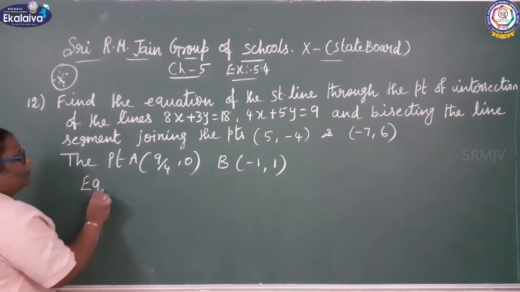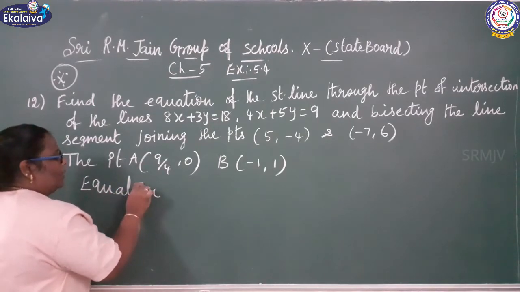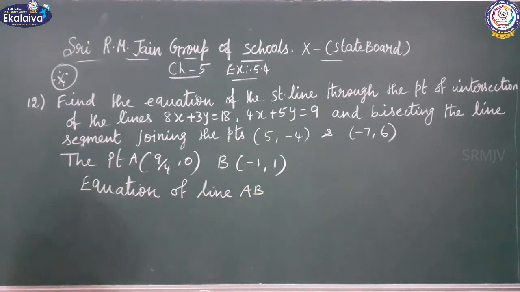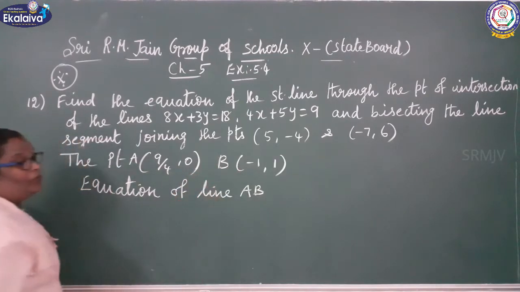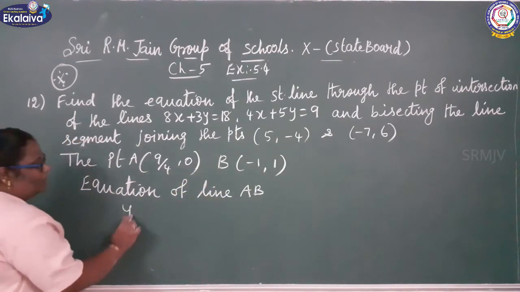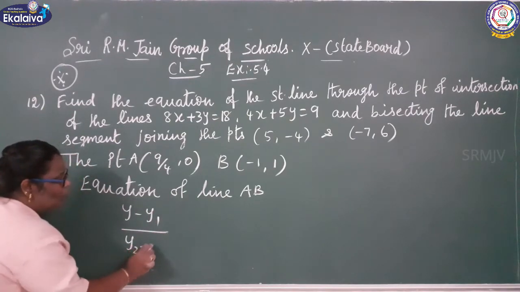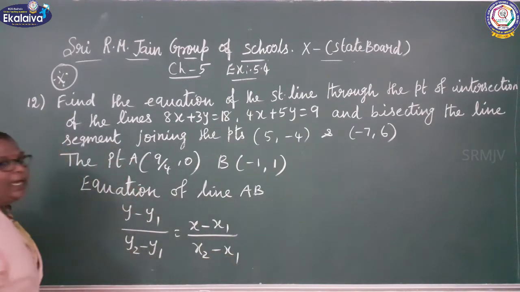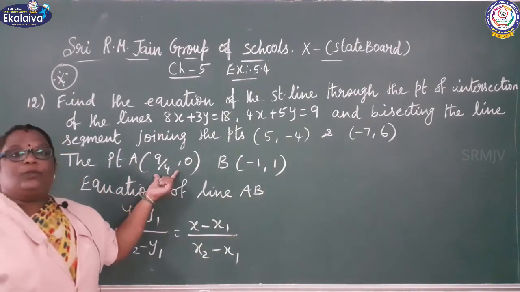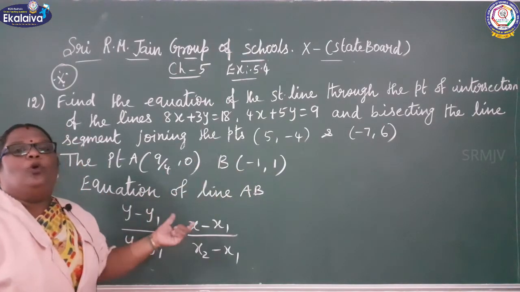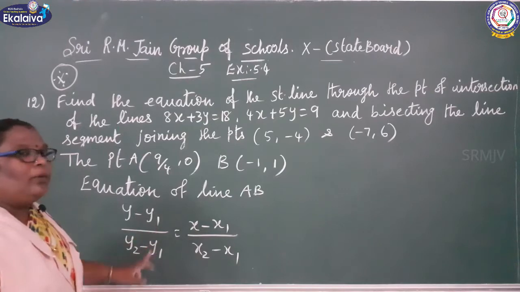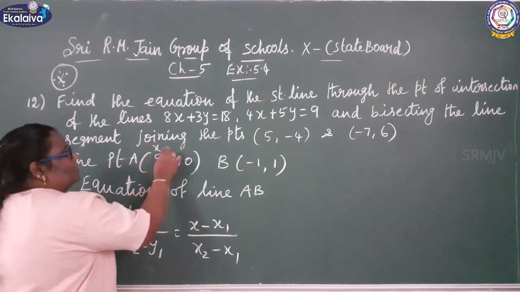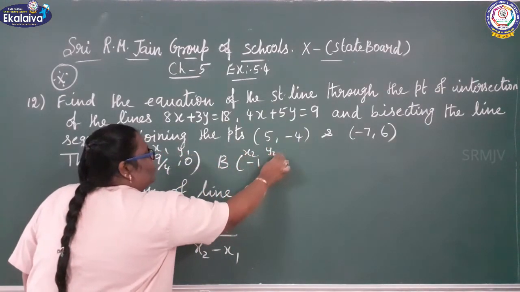Equation of line AB. Equation of line AB, 2 points are given. If 2 points are given, what is the formula? Y minus y1 by y2 minus y1 equal to x minus x1 by x2 minus x1. This is x1 y1 and this is x2 y2.